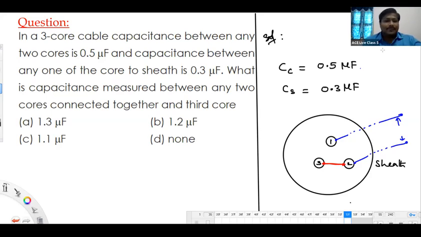Yeah, so I'm sorry, please kindly check the CS and CC distribution in this model. Between 1 and 2 sheath, definitely we have some capacitance, like the CS here.